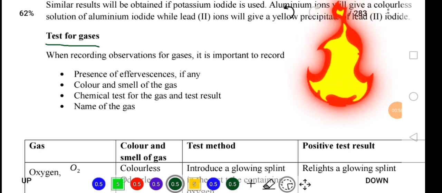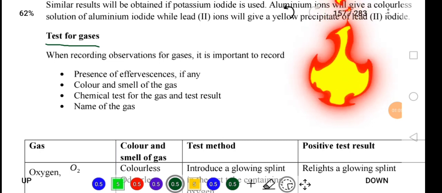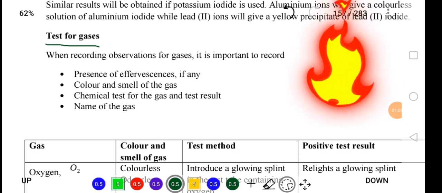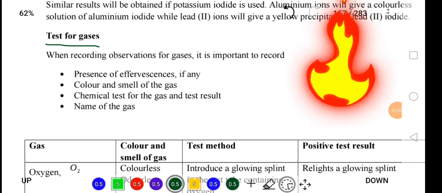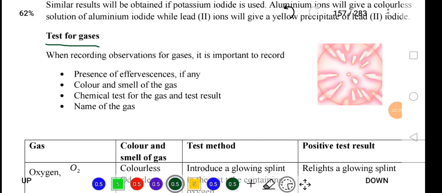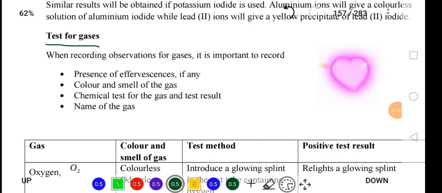Now, when we say test for gases, we are talking about the identification of gases when a chemical reaction is taking place, if at all possible, some gases are being produced from such a chemical reaction. What do we look at when we are identifying gases from the chemical reaction, or when we are performing a practical where gases are involved in that experimental arrangement?